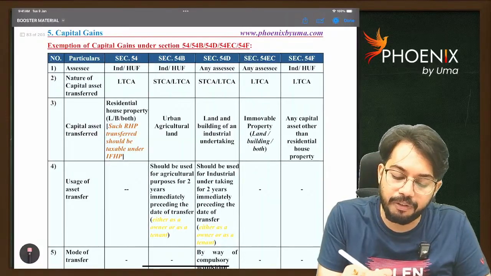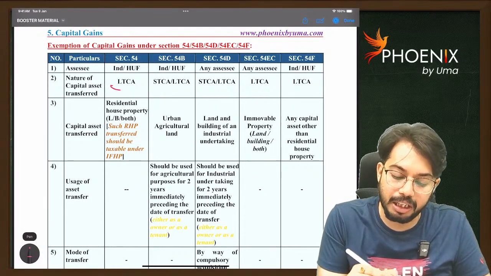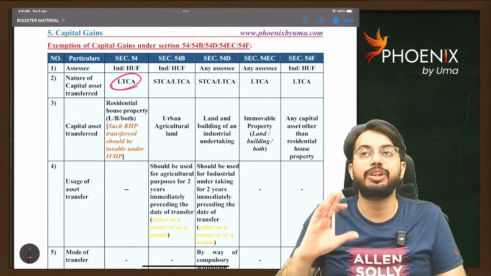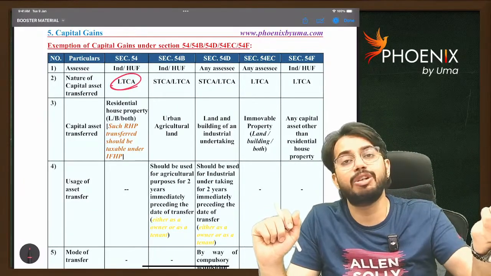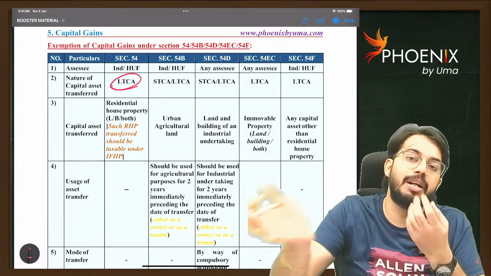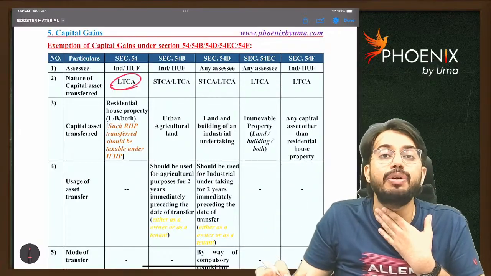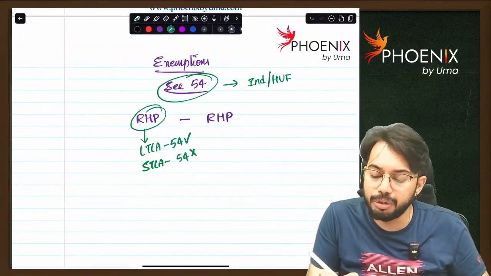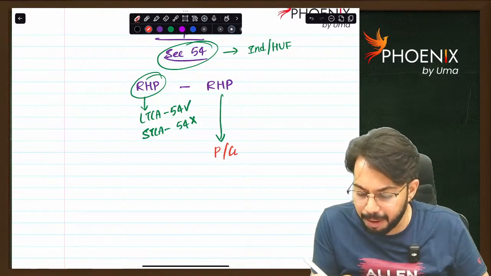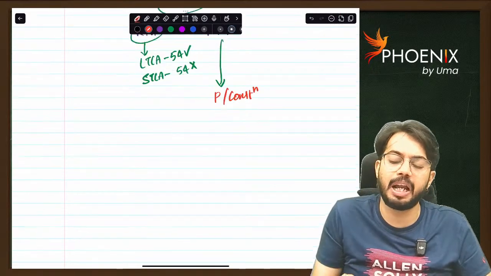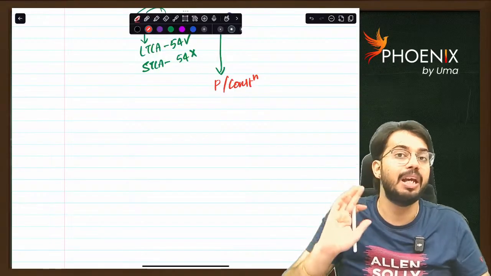So only in case of long-term capital asset, exemption under section 54 is available. For short-term capital asset, exemption is not available. So you sold residential house property, you are making reinvestment in new residential house property. Now this new residential house property can be either purchased or it can be constructed.